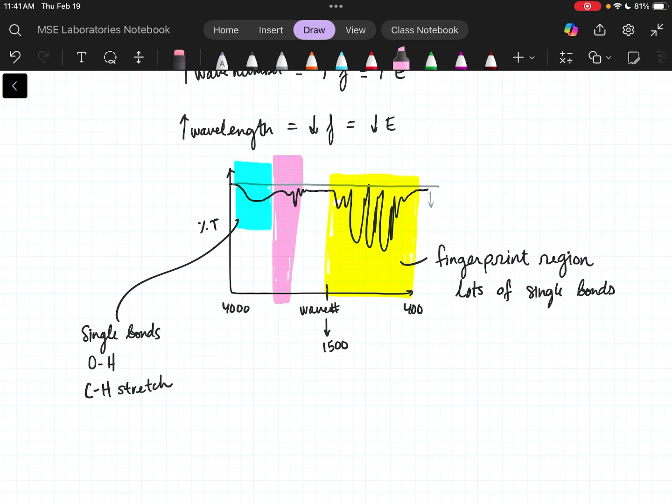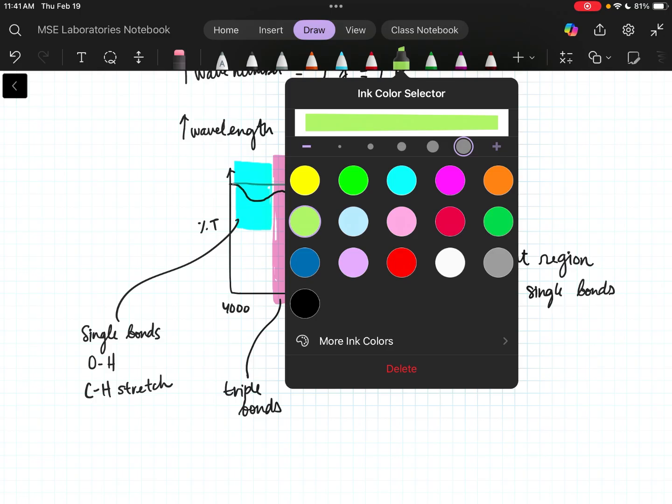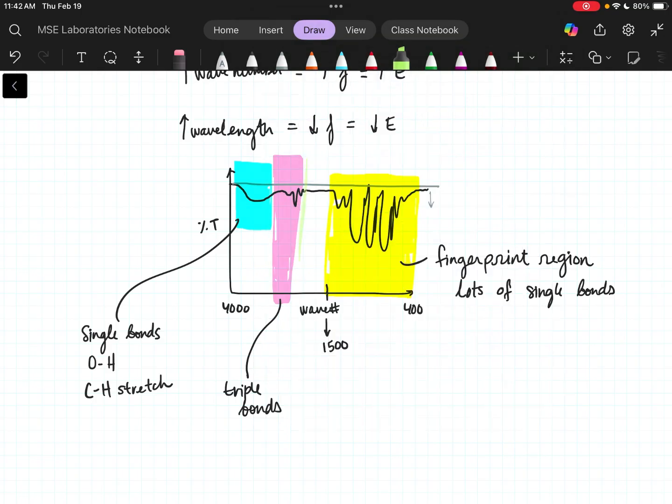Then I've got the triple bond region. I don't know why I didn't go down to the axis on the blue one. That's just, here we are. This is the triple bonds. Nitrogen is a really common thing that's going to triple bond. And then a third color. I haven't done a green. And then I've got double bonds here.